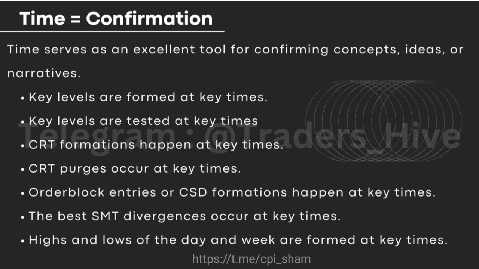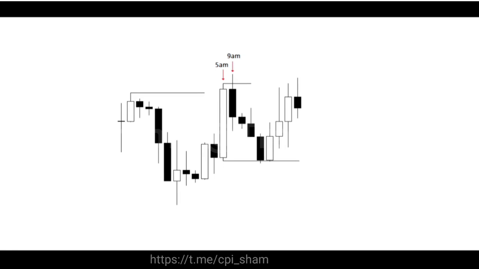And last but not least, SMT divergences also happen and form at key times. Right here in this graphic, you can see that we've got this high, and what happened is that price came above and took it out with this 5 a.m. candle. And with that, you can also see that it took out this high at a key time, which is the 5 a.m.